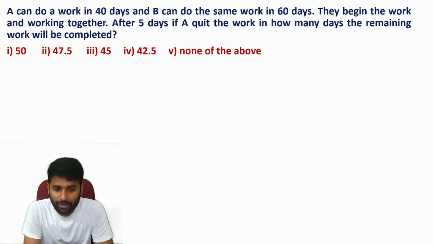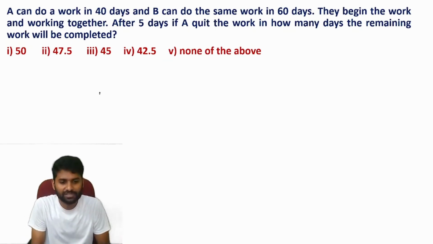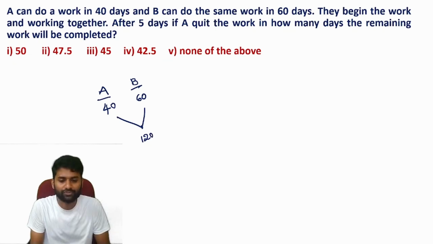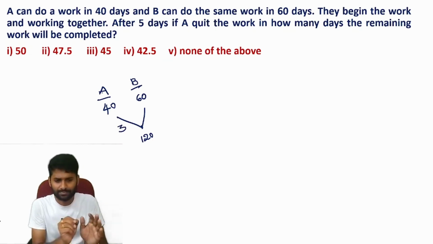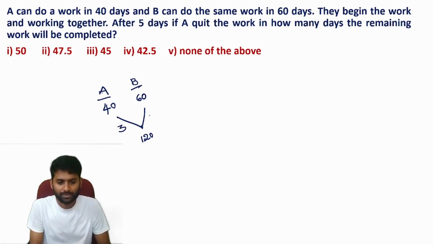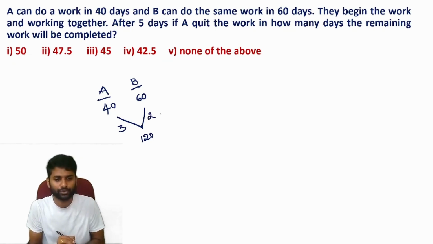A can do a work in 40 days. B can do the same work in 60 days. They begin the work and work together. After 5 days, if A quits the work, then in how many days will the remaining work be completed? You see here the information says that A takes 40 days. B can do the same work in 60 days. Now let's take the total work as 120 units. If 120 units of work are completed by A in 40 days, it means A completed 3 units per day. Then the whole work is completed in 40 days. So 120 units of work are completed by B in 60 days. So every day he completed 2 units.